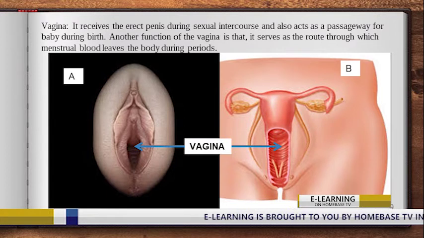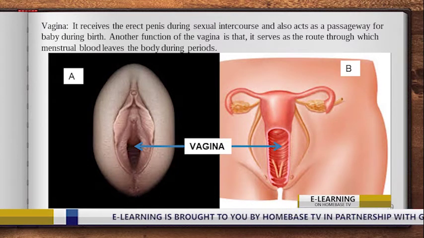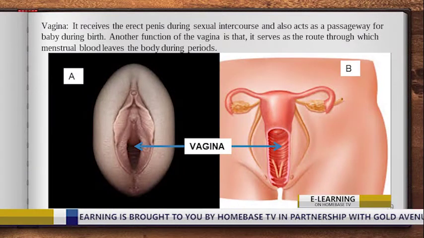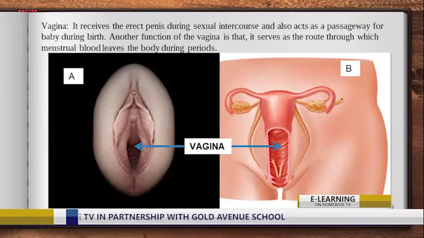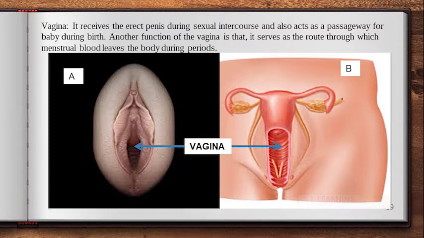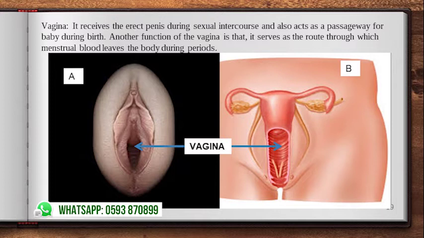Now the diagram on my right, that's diagram A. Diagram A is the entrance to the vagina. The entry point of the vagina is where the arrow is pointing to in the diagram. Then diagram B is how the inside of the vagina looks like. So that is a vertical cross-section of the vagina. This shows how the inside of the vagina looks like.